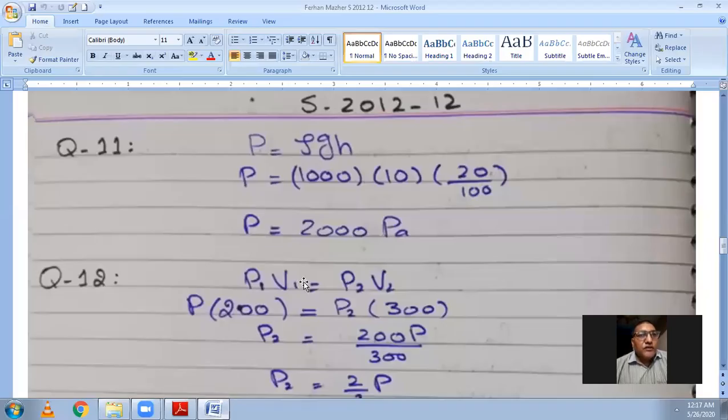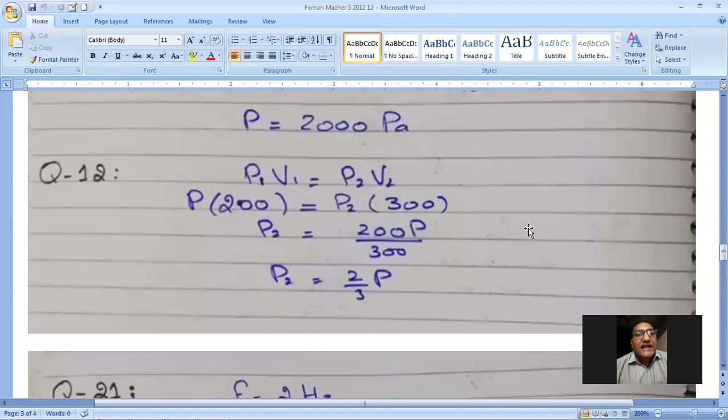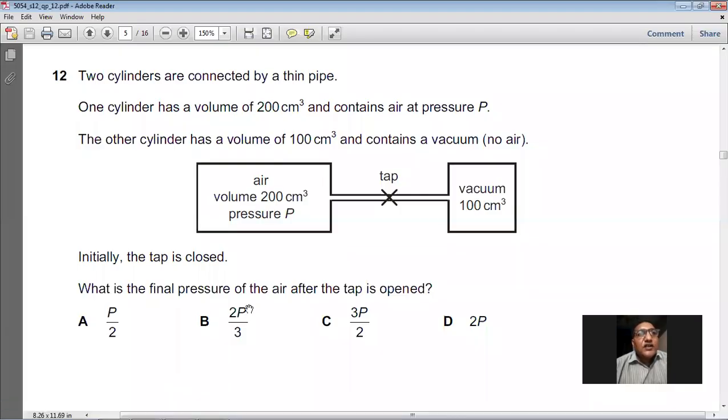Because we are talking about the pressure of the gas and the temperature is constant, we can apply the formula P1 V1 equals P2 V2. P1 is P, V1 is 200, P2 is the question, and V2 is 300 centimeter cube. If I make P2 alone, it will be 200P divided by 300, so it is 2P by 3. So B is the right choice, sir. Question number 12, B is the choice.